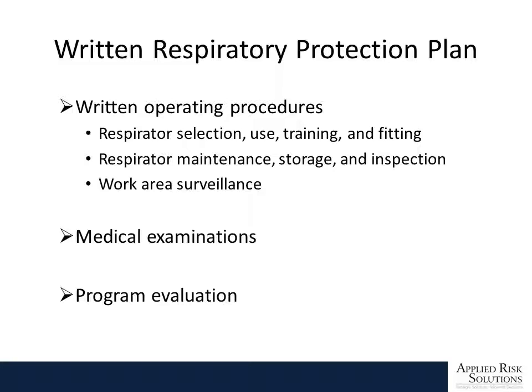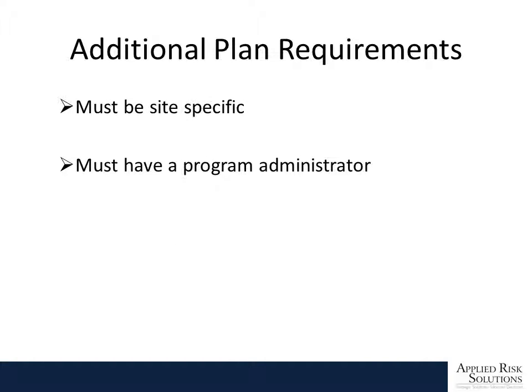The written respiratory protection plan includes written procedures for respirator selection, use, training and fitting, respirator maintenance, storage, inspection, and work area surveillance. It includes medical examinations and program evaluation. Additional plan requirements must be site-specific, and you must have a program administrator.